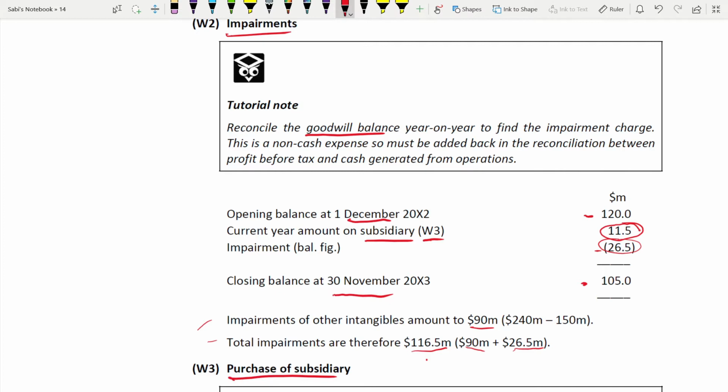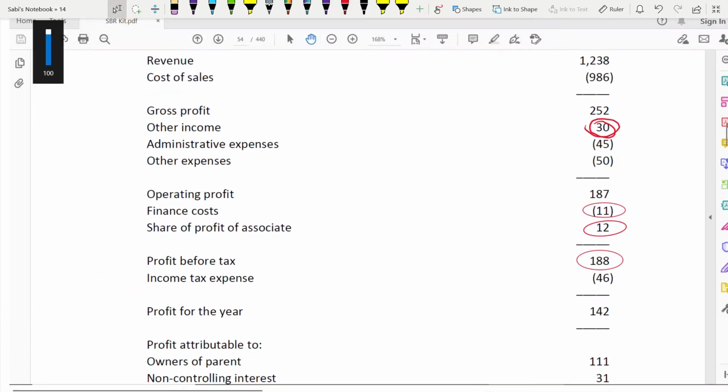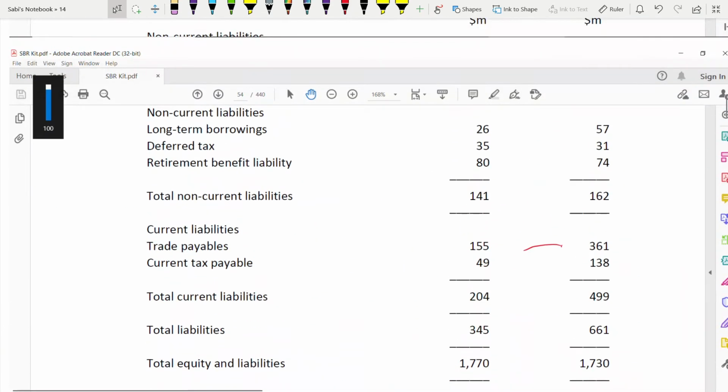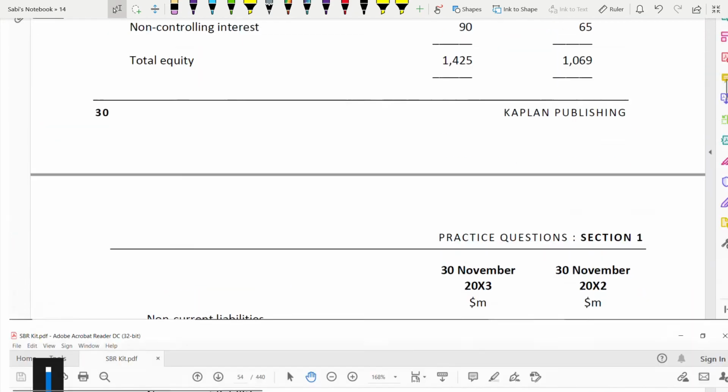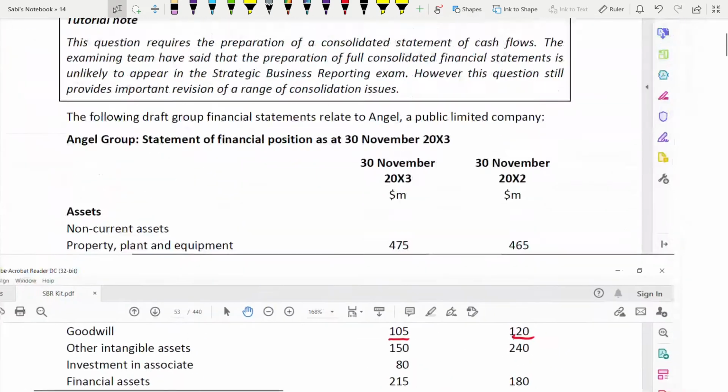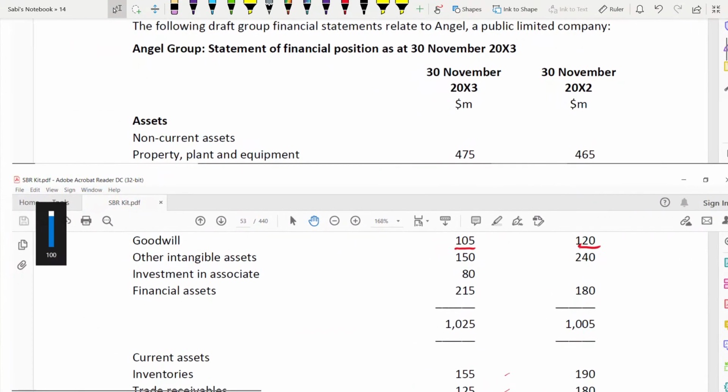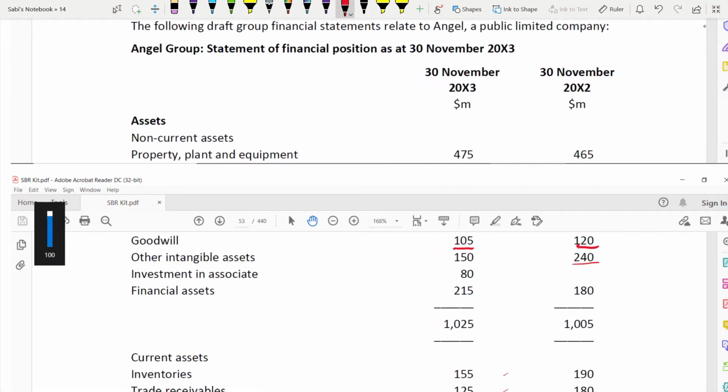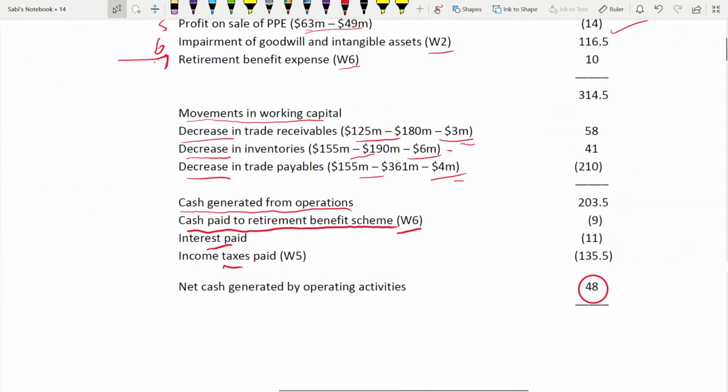Next, we have the impairment of other intangible assets. How do you get the impairment of other intangible assets? Very simple. Just look at the statement of financial position and compare the two figures. When you go to the intangible asset under non-current asset, here, 240 minus 150, right? 240 minus 150. The balance is the impairment.